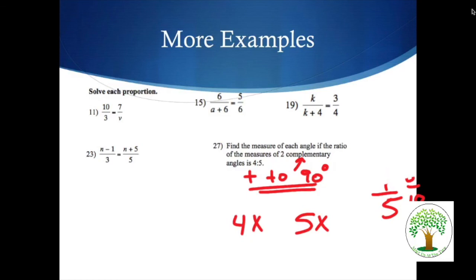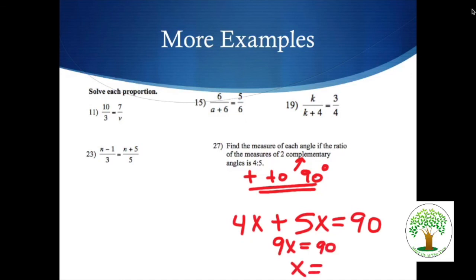What does it mean to be complementary again? They add up to 90 degrees. So 4x plus 5x. I'm going to add these 2 together, and that's going to be 9x equals 90. We're not done, though, when we find x equals 10.